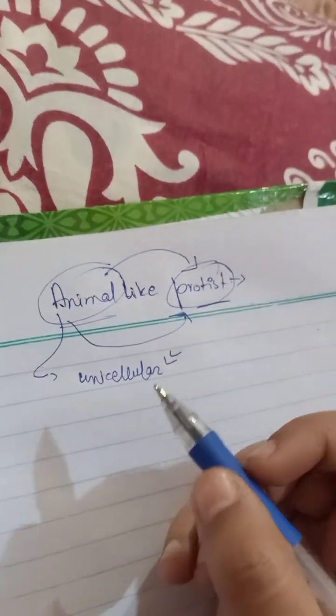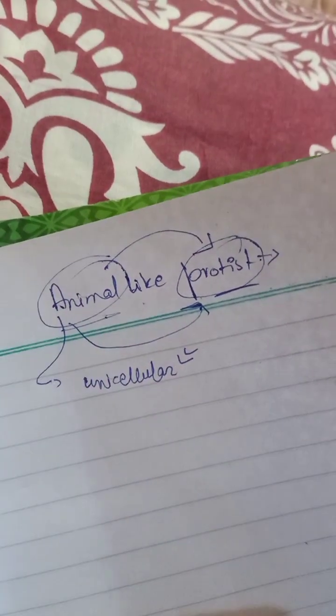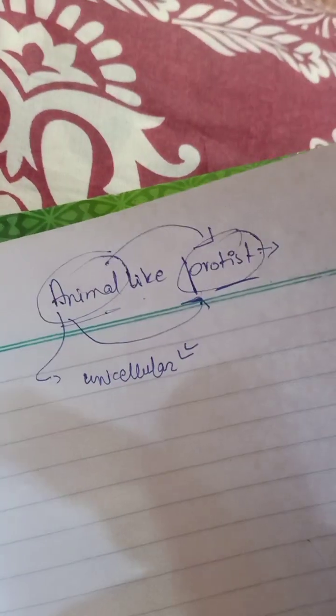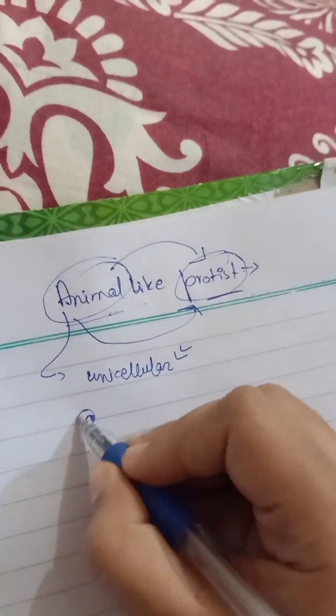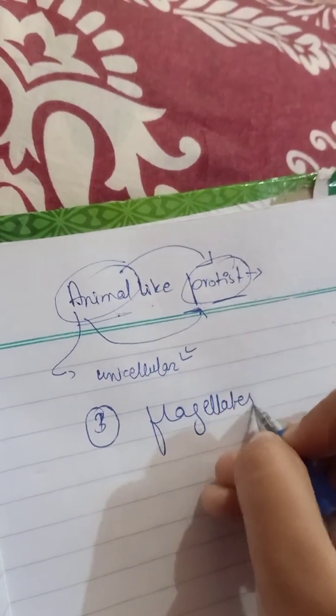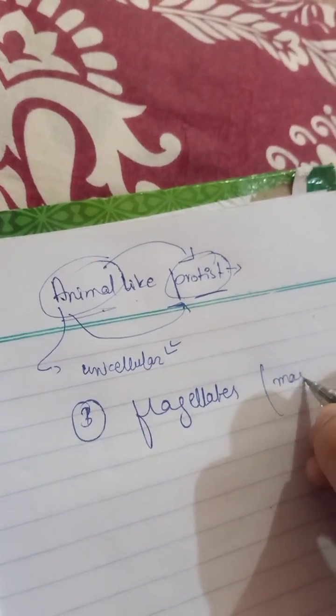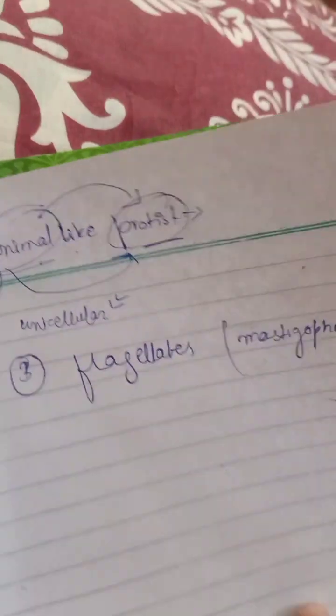Okay, so if we talk about the animal-like protists, they were divided into 5 groups. 2 we have discussed in the previous video, like Sarcodina and the ciliates. Here we are going to discuss the third one, that is the flagellates. Flagellates are also called Mastigophora.